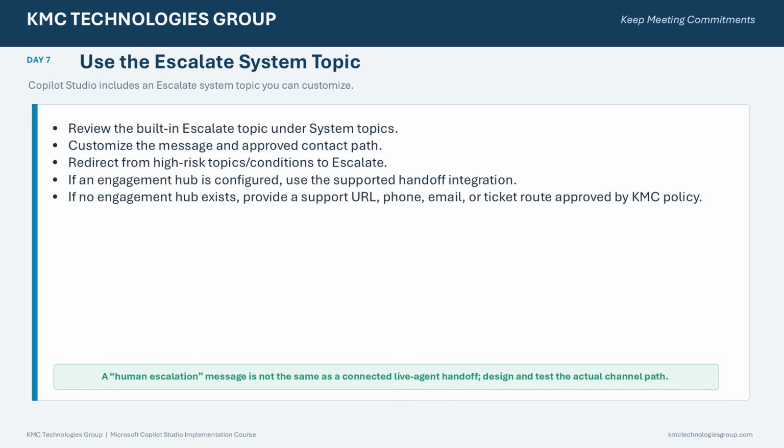Escalation should be designed as intentionally as any other business process. Start by defining trigger conditions. Examples include security incidents, critical outages, privileged access requests, repeated failures, and explicit requests for a person. Define the minimum information the agent needs before escalation. Do not delay urgent scenarios by asking unnecessary questions. Preserve safe conversation context where the channel supports it. Tell the user what will happen next. And define an approved fallback contact if live handoff is unavailable.